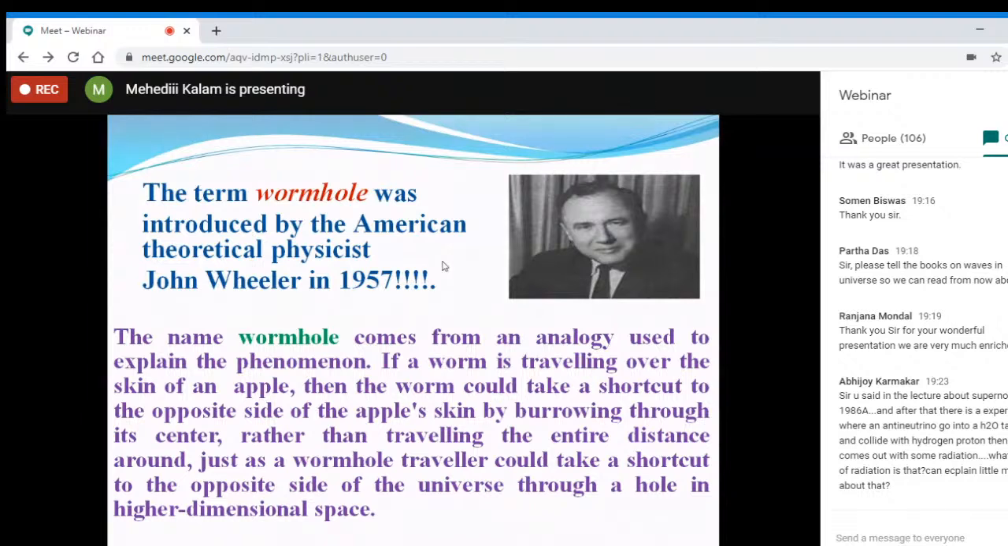If you take an apple and a worm wants to go from the top of the apple to the bottom, the worm has two ways. One is moving through the skin of the apple from top to bottom. Another is that the worm can create a hole and go from top to bottom. A wormhole traveler takes the second one, a shorter path, creating a hole to travel from top to bottom. So that's why it is called a wormhole.